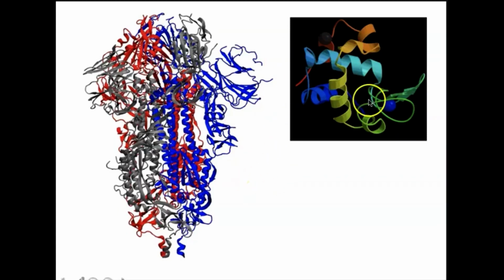This is lysozyme again. This is that spike protein, that surface protein on the COVID-19 virus. We'll be talking a little bit about this. You can see it's a very complex protein.